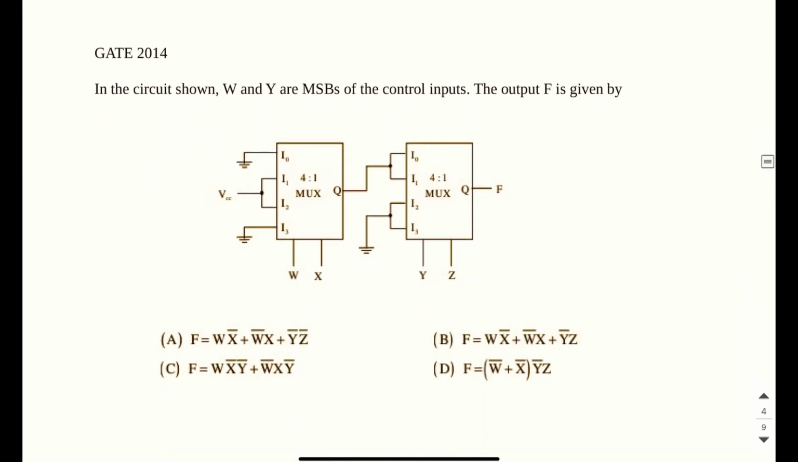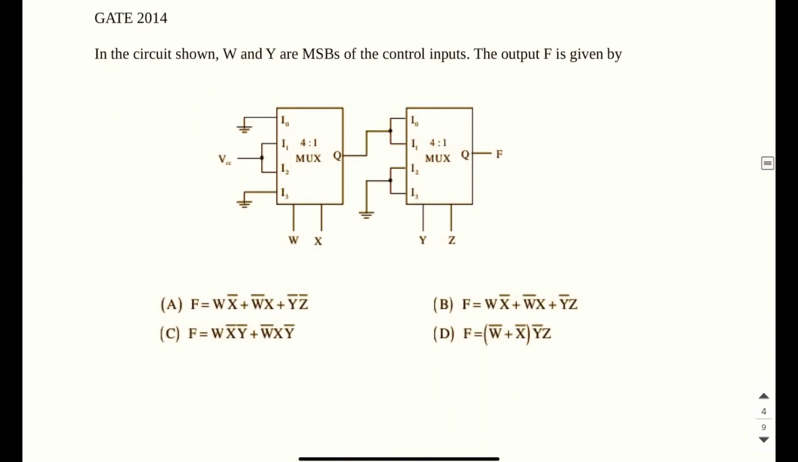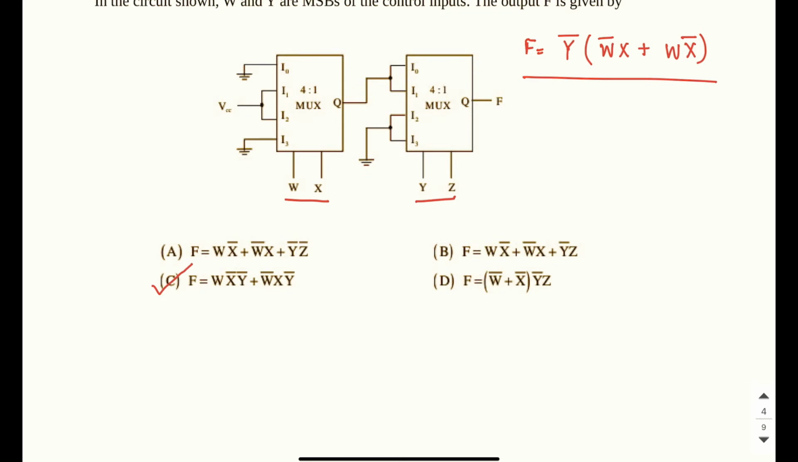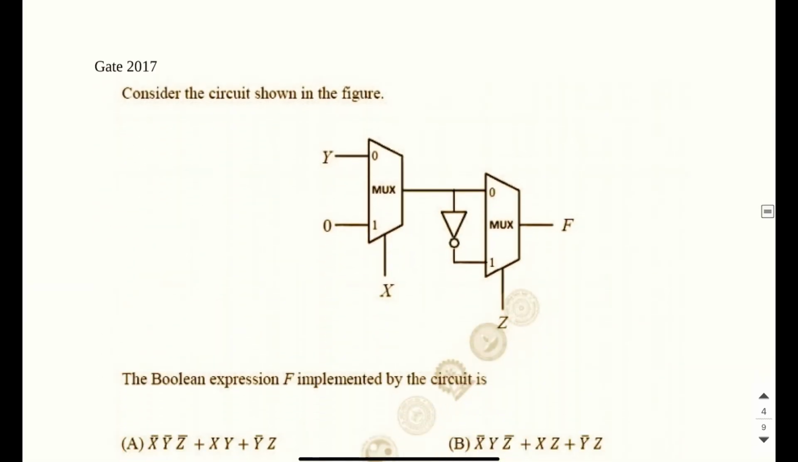Now let's see the next question. This is a repeated question that we have just solved. The only thing that is changing is the variables. That's it. We just solved it. All the rest of the things are the same. So the output will be, instead of W we have Y. So this is Y bar, and instead of U and V we have W and X. So W bar X plus WX bar. So hence the answer is C. Let's move to the next question.